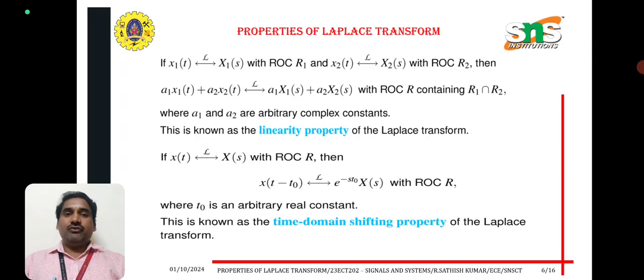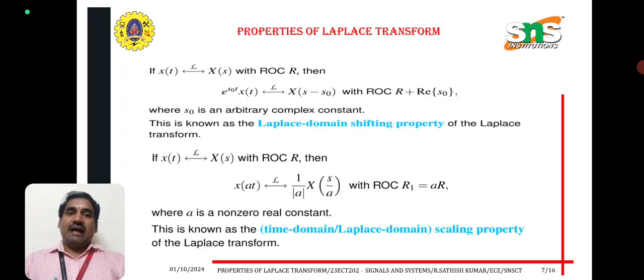x of t Laplace transform pair with X of s, then x of t minus t naught Laplace transform pair with e power minus s t naught into X of s. Next one, Laplace domain shifting property. x of t Laplace transform pair with X of s, then e power s naught t into x of t Laplace transform pair with capital X of s minus s naught.